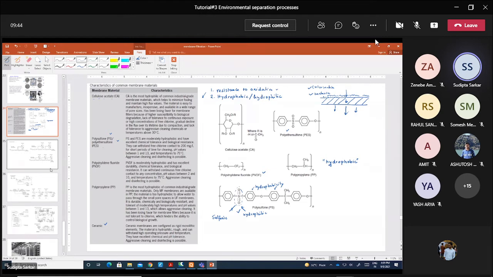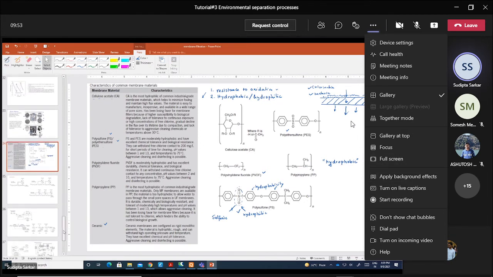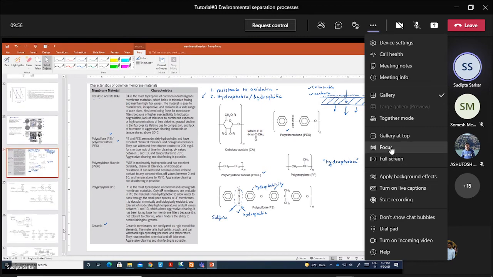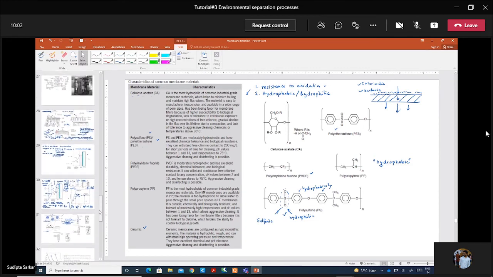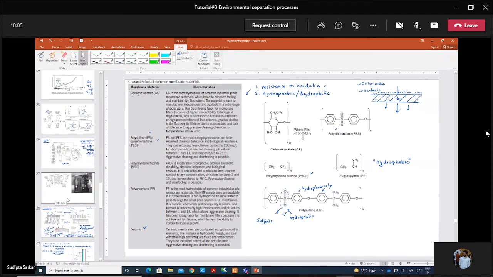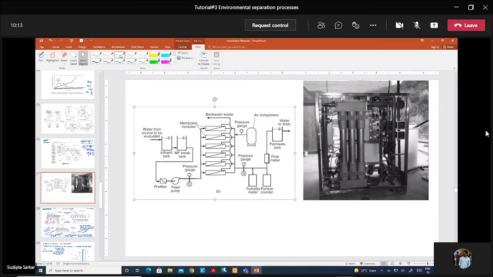Now we will discuss how the ultrafiltration membranes are actually configured in practice. Before we get into this, let me also talk about the microfiltration membrane, how they are arranged and how they are used in real life. I have placed this slide right now over here so that you can think about the continuity. So this is about microfiltration membranes.